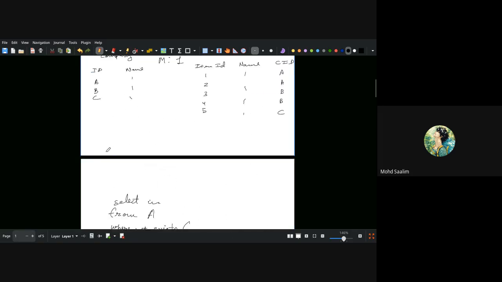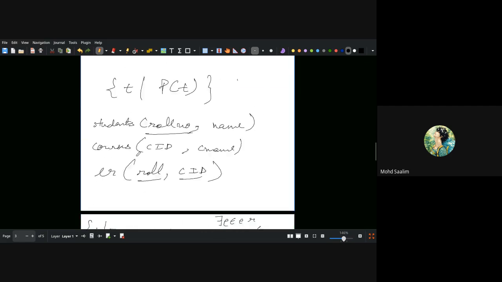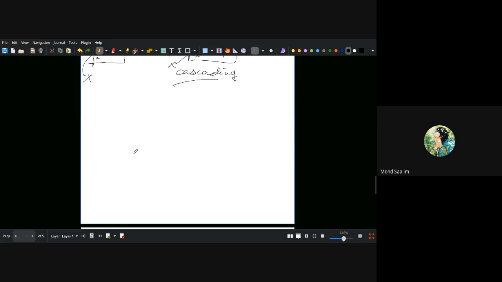Now, basic SQL, it is a practical thing. We will just go and solve the question. Same for subquery. Division operator. Again, it is very simple. I discussed it again and again.